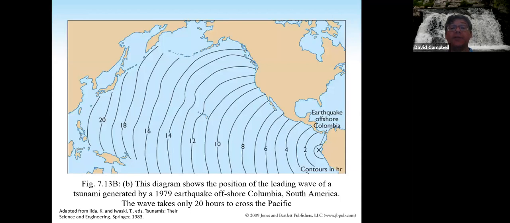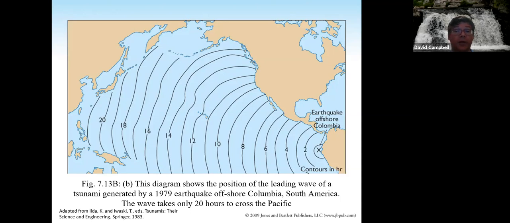Tsunamis traveling quickly. Here's an example. Earthquake was off the coast of South America, and in just over 19 hours, it's starting to run into Japan. So yeah, that's about as good as you could do with an airplane. So rapid notification is important. And so having early warning system in place is a key aspect of protection from tsunamis.